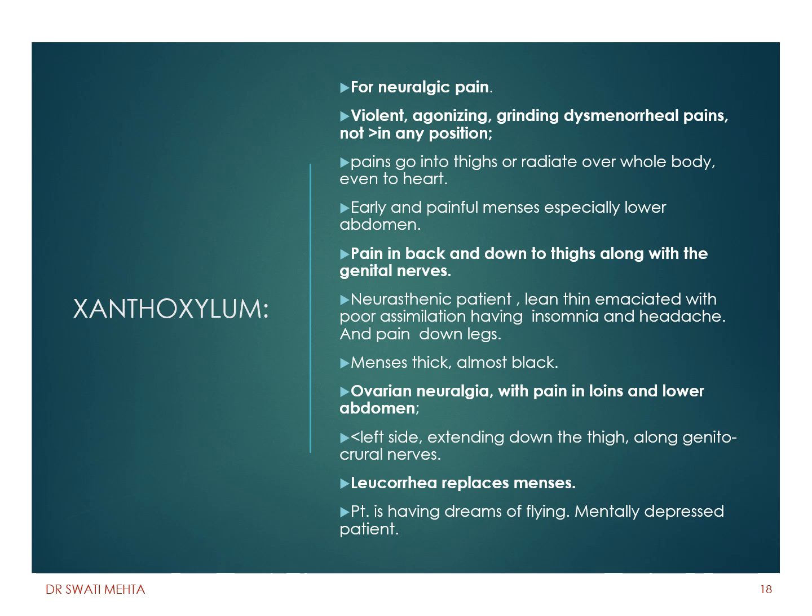This remedy is valuable when pain is intense, radiating, and neuralgic in character. We have to think about xanthoxylum. One peculiar symptom is leukorrhea in place of menses. So that is also one of the indications we can find. Another symptom is early and painful menstruation, especially pain in the lower abdomen, pain in the back down to the thighs along the genital nerves. So for all types of neuralgic pain we can think about xanthoxylum.